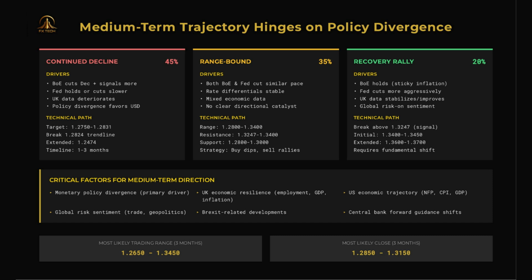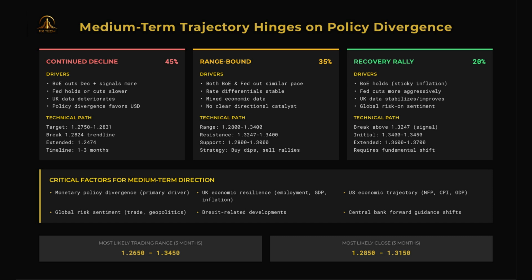The range-bound scenario has a 35% probability, occurring if both the BOE and Fed cut at a similar pace, keeping rate differentials stable. This would establish a range between 1.2800 and 1.3400. The recovery rally scenario has a 20% probability, requiring the BOE to hold due to sticky inflation, while the Fed cuts more aggressively. This could target 1.3400 to 1.3450 initially, with extended targets at 1.3600 to 1.3700.